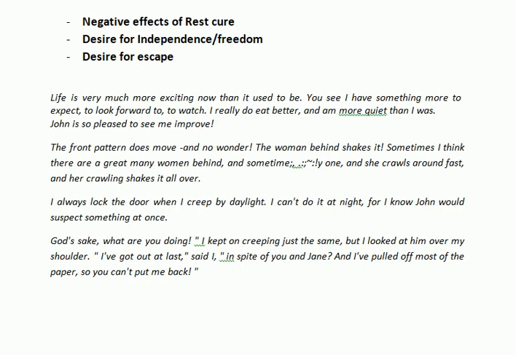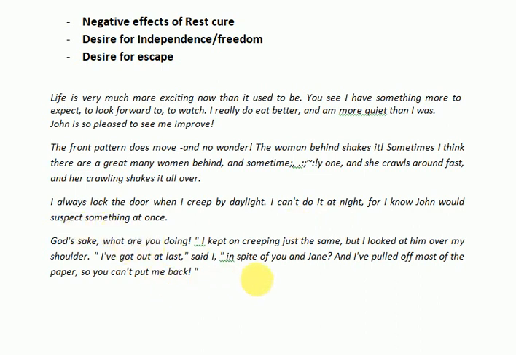And then the negative effects of the rest cure, desire for independence, desire for escape. We may see that these lines are supportive of these themes. And this was a time when the mental and psychological collapse has started, and her psychological condition has started worsening, and she's saying that life is very much more exciting now, and she's more quiet. And now this is the pattern. She has started working at the pattern of the yellow wallpaper. And at the end, she locked the door and she creeps by daylight. She can't do that at night because John would suspect something at once.